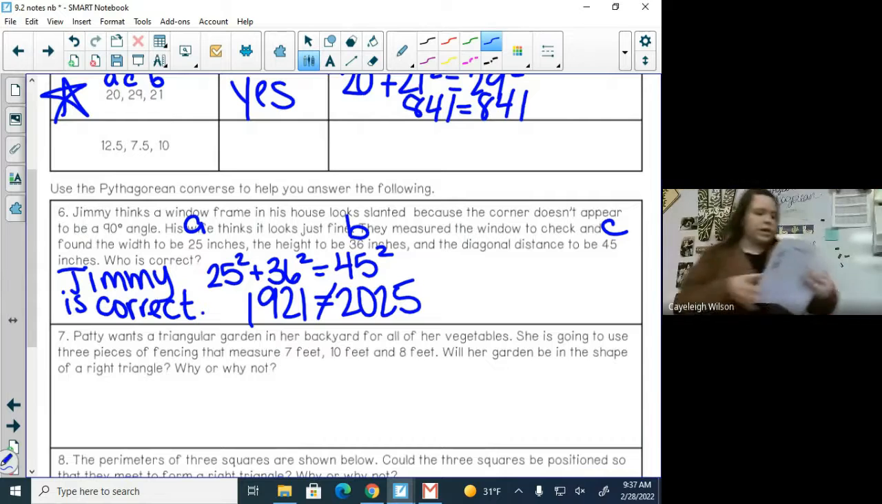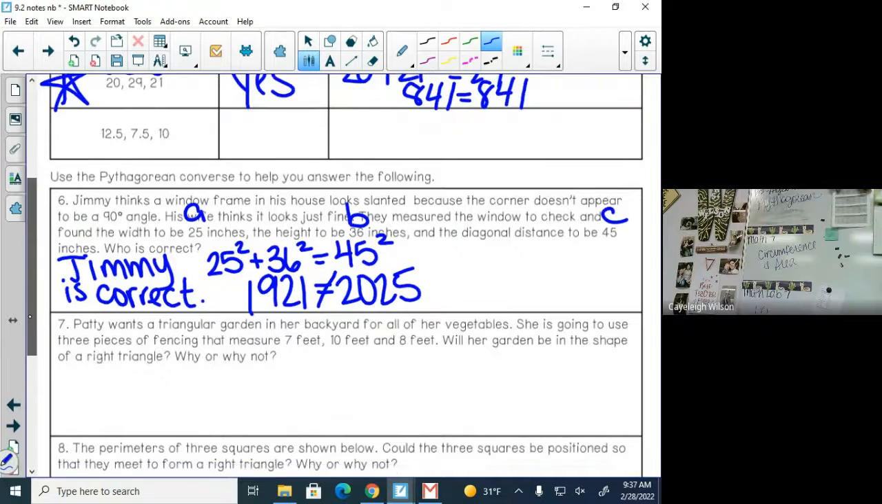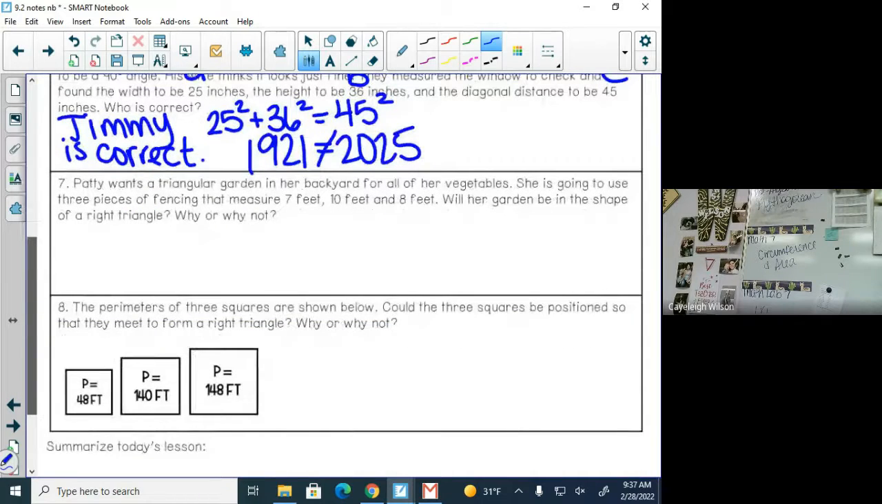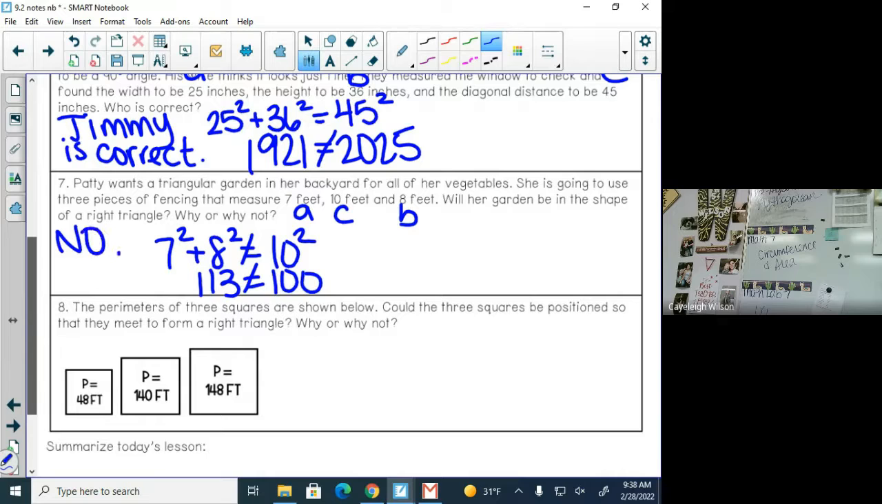All right. So it says that Hattie wants a triangular garden in her backyard for all of her vegetables. She's going to use 3 pieces of fencing that measure 7, 10, and 8. Will her garden be in the shape of a right triangle? Why or why not? So here's my A, my C, my B. So 7 squared plus 8 squared equals 10 squared. So 7 squared plus 8 squared is 113, and 10 squared is 100. So no, it does not make a right triangle because they're not equal.